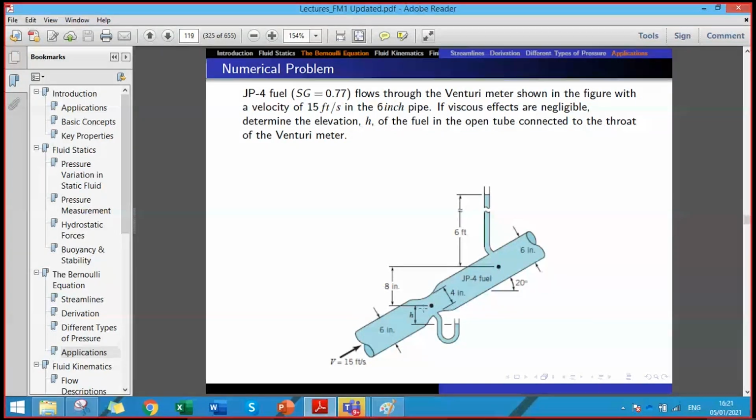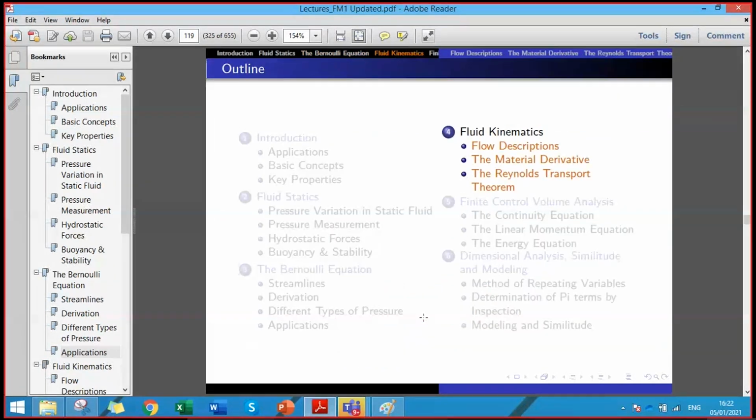This is your home assignment. This is a homework problem. You will solve it and you will let me know if there is any problem in that. Clear? Okay, sir. With this, your chapter number 3 ends.